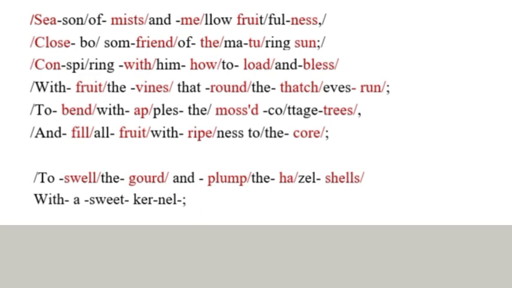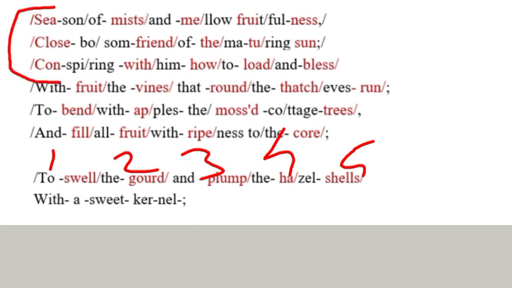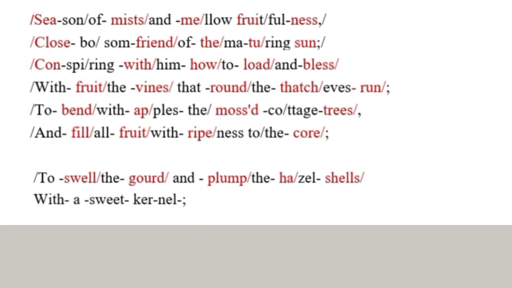In each of the lines there are 5 meters. However, in the first 3 lines, the first meter is not iambic but trochaic. That is, in season, sea is stressed while zin is unstressed. In close bo, close is stressed and bo is unstressed. But look at the rest of the syllables in these 2 lines. Season of mists and mellow fruitfulness. The first meter is trochaic and the rest of the meters are iambic. Same is the case with the second line and the third line, and the rest of the lines are strictly in iambic pentameter. That is the metrical pattern of this poem.